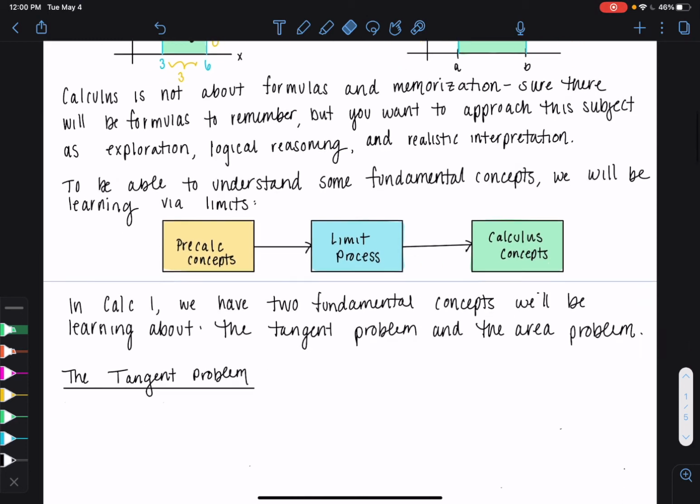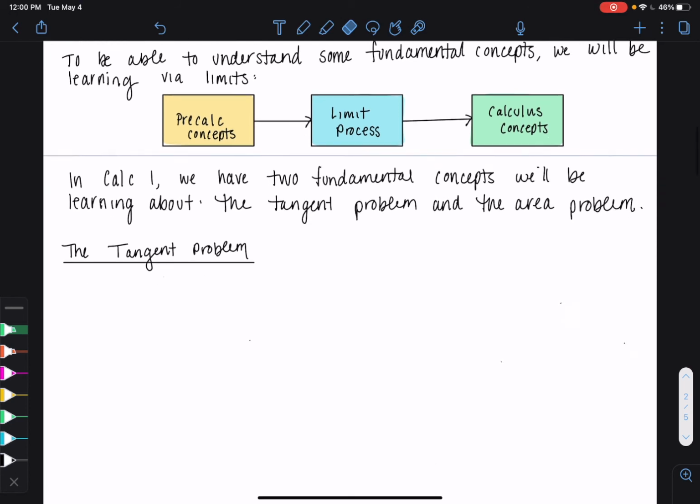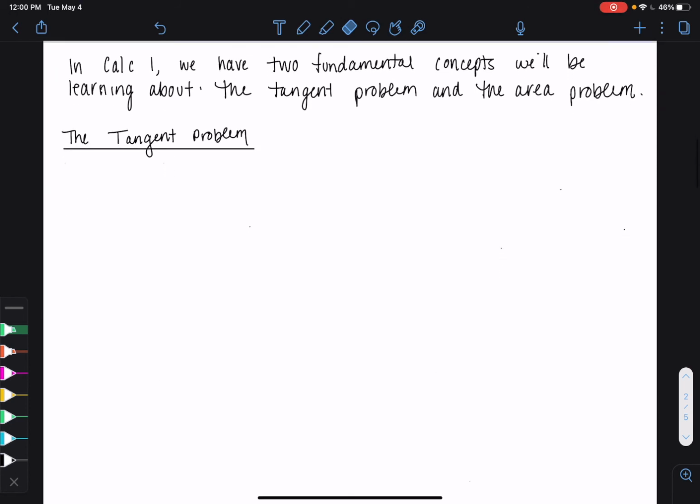So we really have two fundamental ones we're going to be learning about. We've got a tangent problem and we have an area problem. So we're going to talk about what each of these are so you understand what goal we're ultimately trying to get. So we'll begin with the tangent problem because that's where we're going to start first.